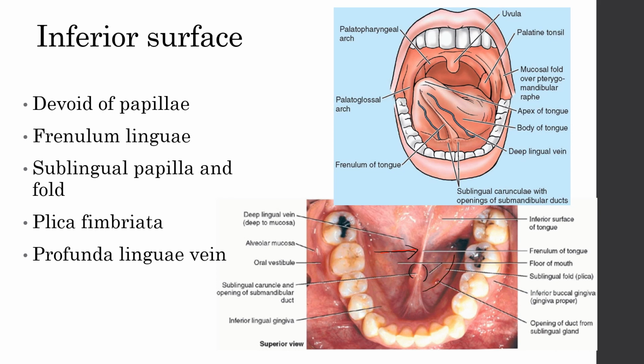Extending laterally from this there are folds called sublingual folds, on which the sublingual ducts, which are many, open. Then there is a plica fimbriata, a rough fold just by the side of the frenulum, and you can see a profunda linguae or deep lingual vein deep to the mucosa on the inferior surface.